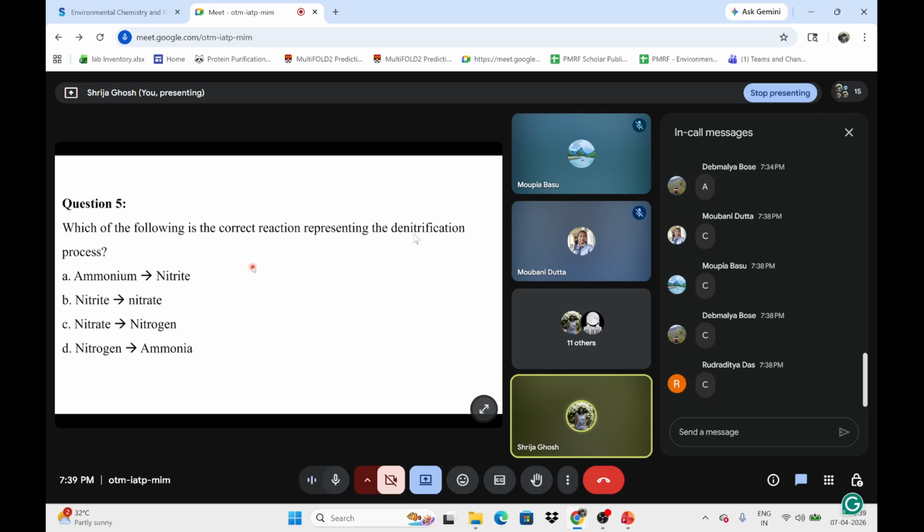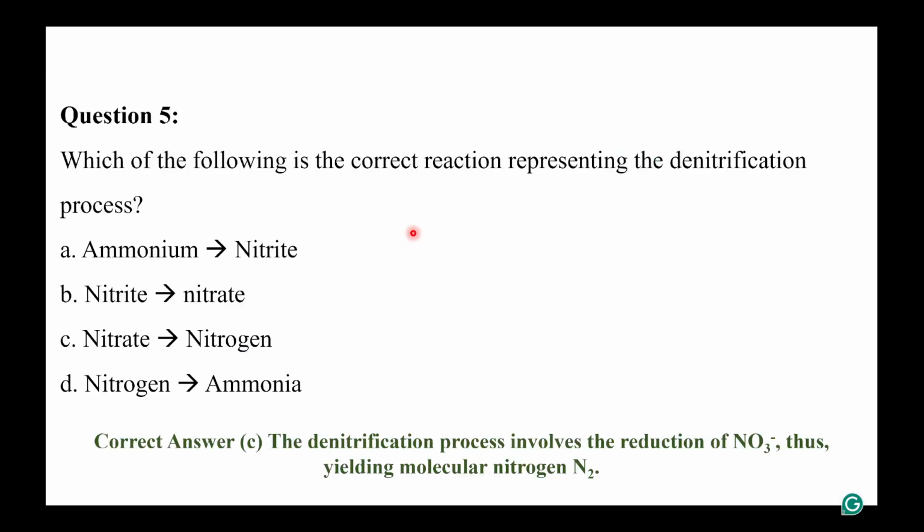Four of you are saying option C, nitrate to nitrogen. That is the correct answer. So the first and the second options are basically the nitrification process. Option C is the denitrification process, which involves the reduction of nitrate to nitrogen. Option D, nitrogen to ammonia, is called nitrogen fixation.